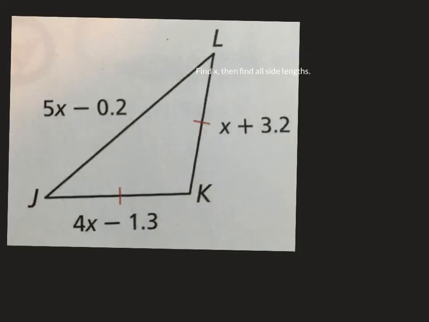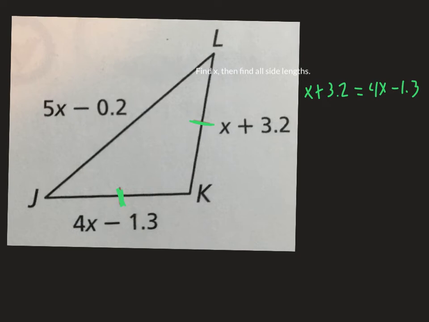So here we have a triangle, and it has algebraic expressions for each side. We're instructed to find the value of x, and then what are the side lengths for all three sides. So the key here is to notice that this side and this side are congruent. So we have an isosceles triangle. Therefore, we can set up this equation, x plus 3.2 is equal to 4x minus 1.3. And then just use our algebra moves.